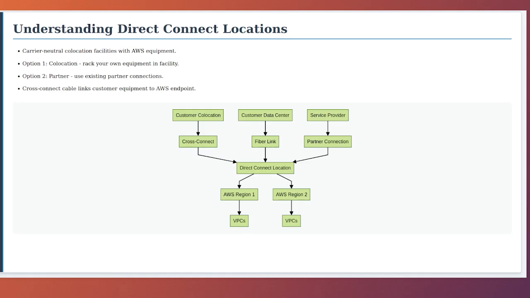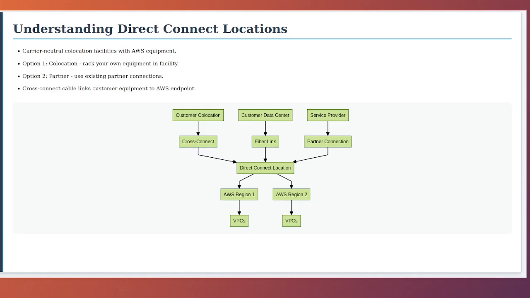When you want to establish a Direct Connect connection, you have two primary options. The first option is to physically rack your own equipment in the same Direct Connect location where AWS has its equipment. This is called a colocation arrangement. You would lease rack space from the facility, install your router, and then run a cross-connect cable from your equipment to the AWS endpoint.